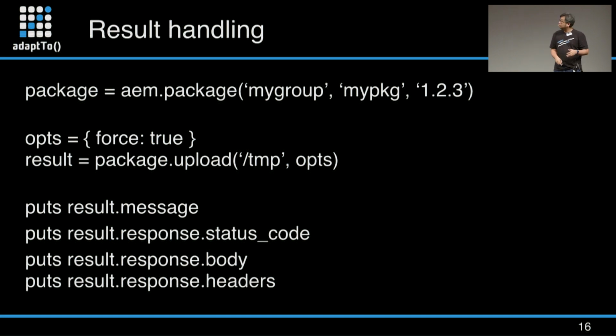So at the top line there, it creates a package resource. You just call aem.package and give it a group, a name, and a version. And then you can specify some options. In this case, the example is you can set force to true.